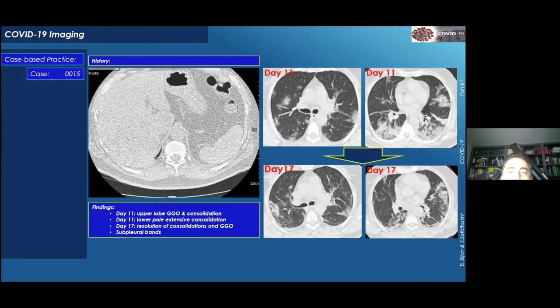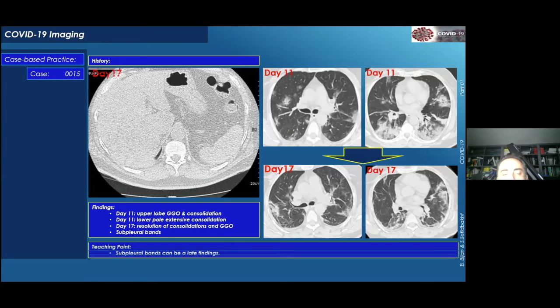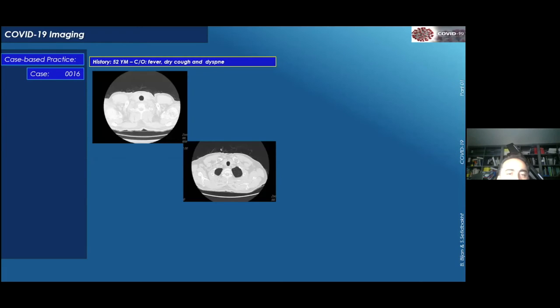Okay. So day number 11, we're going to say the GGOs with areas of consolidation, especially in the lower lobes. And then day number 17, we're going to say those areas of consolidation are mostly pleural based, and now you start seeing some subpleural bands. So that's how we need to put it in the report. These subpleural bands are usually seen later during the course of a disease, not early. Okay, take a look at these two cases. I mean, this one case with two sets of images.